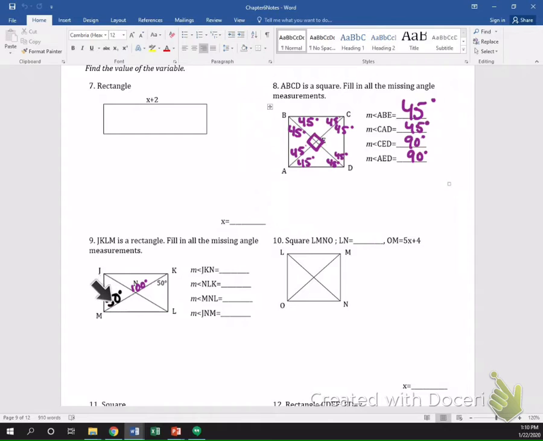A triangle. So this one's going to be 40 degrees, because that's 90 degrees. We have a 90 and a 90, right? In a rectangle, every angle is 90 degrees. That's what makes it a rectangle, okay?